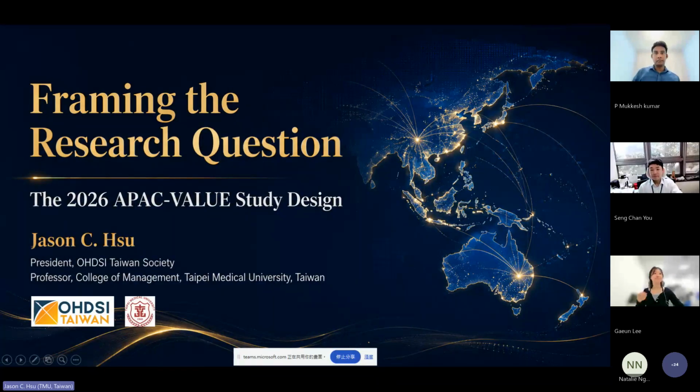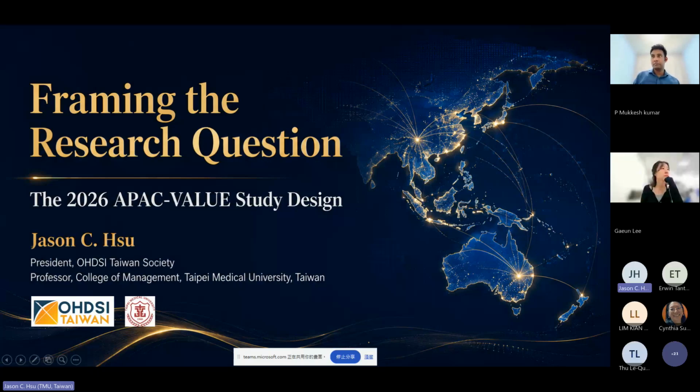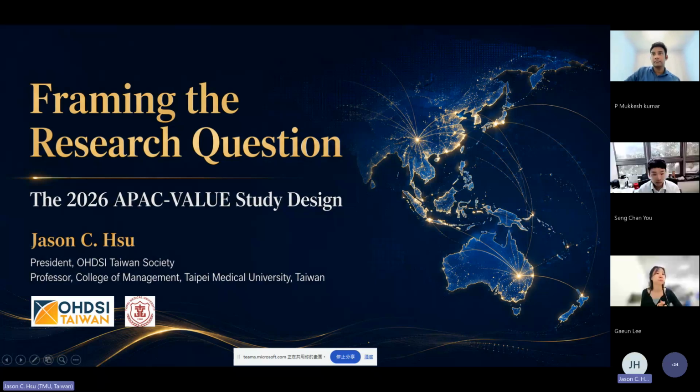Hello everyone. My name is Jason Shi, and today it's my pleasure to share the conceptual blueprint of our APAC-VALUE research projects. The theme for today is framing the research question. As you may know, when we do a multi-center cross-national real-world data study, asking the right question is much more important than simply running the numbers. How do we translate a complex intervention, like a health policy, into clinical data analysis is what we want to discuss today.